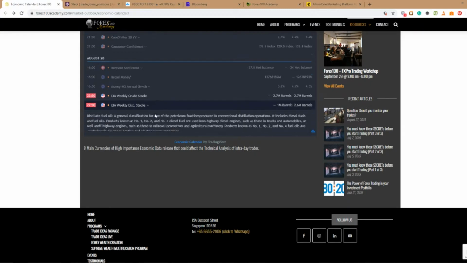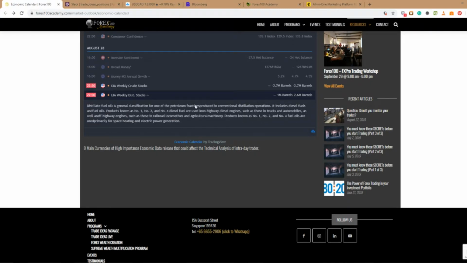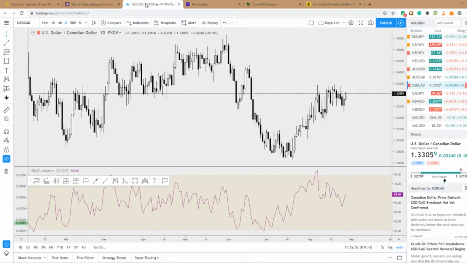Alright, you can click this button and drop down, and it will summarize, for example, petroleum fraction produced in the conventional distillation process. So there is a description over here so you know what's going on. Okay, good. I realized that this calendar is so much better than others that I've been using for many years. So later at 10:30, you can expect a spike or a movement on dollar cat.